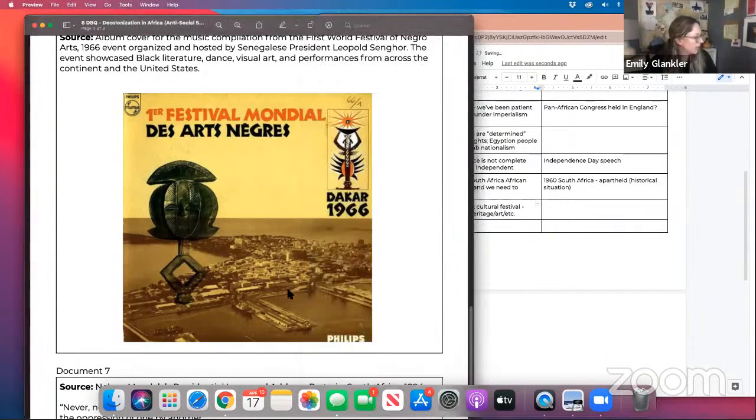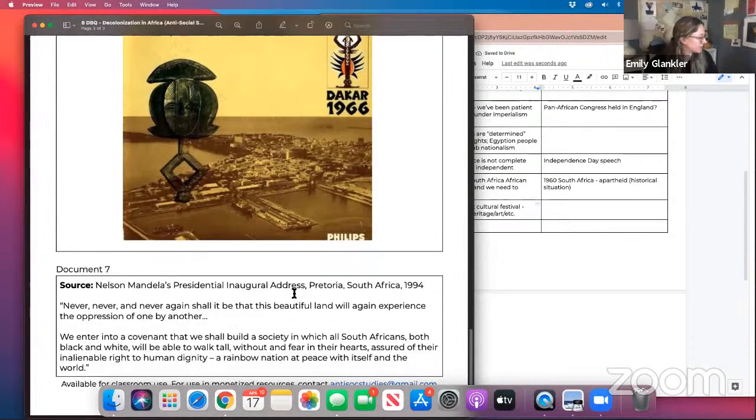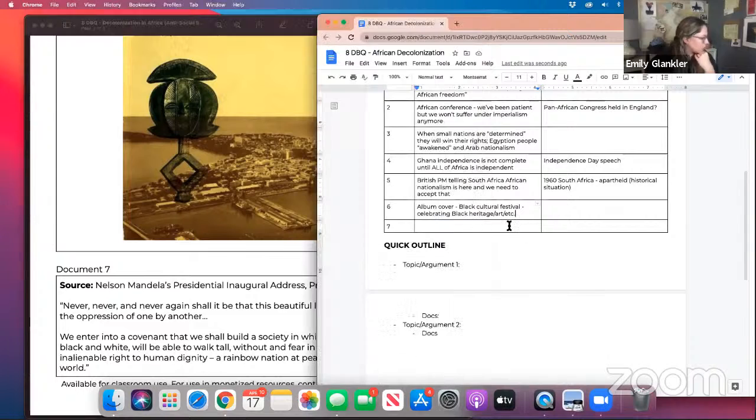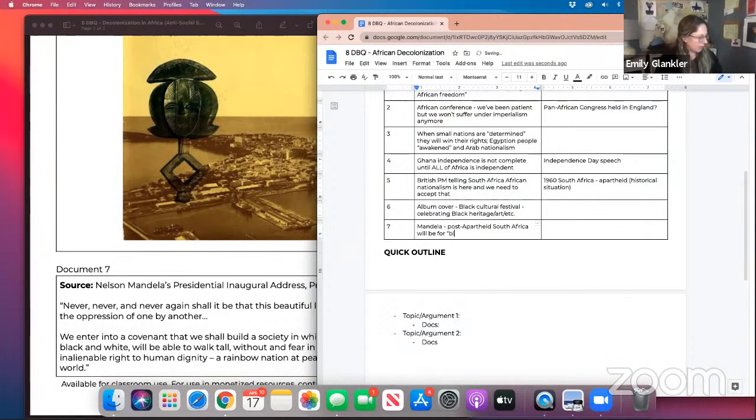Okay. And then lastly, Nelson Mandela's inaugural address, South Africa. "Never again will this land experience the oppression of one by another. A covenant, we shall build a society in which all South Africans, black and white, will be able to walk tall. A rainbow nation at peace with itself and the world." Okay. Mandela. Post-apartheid South Africa will be for black and white equally.